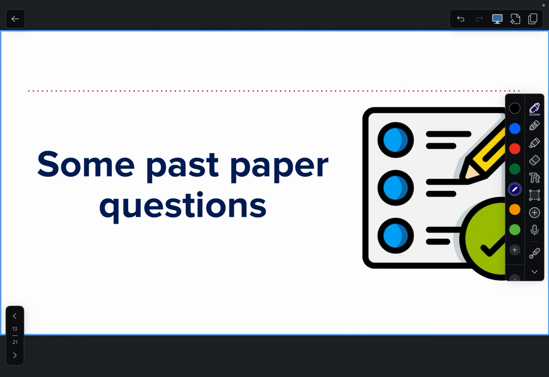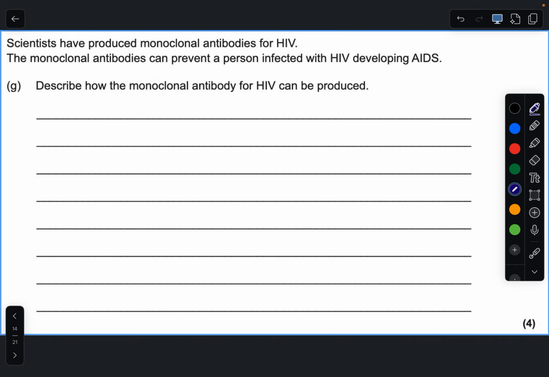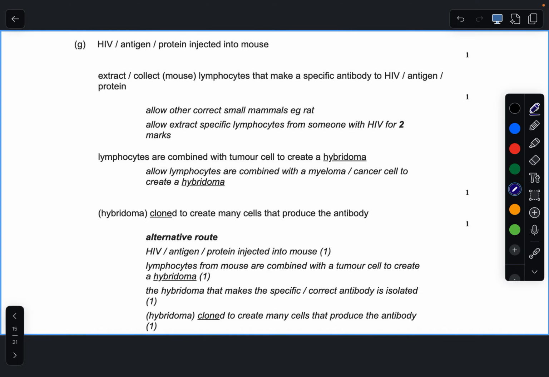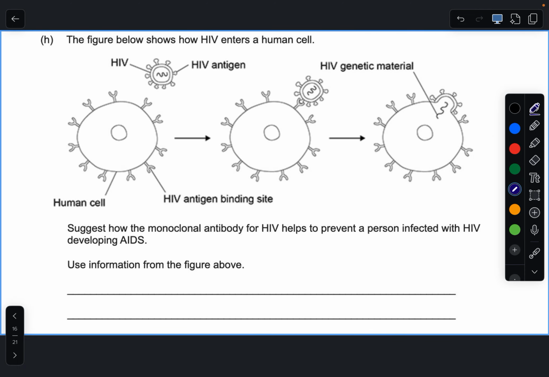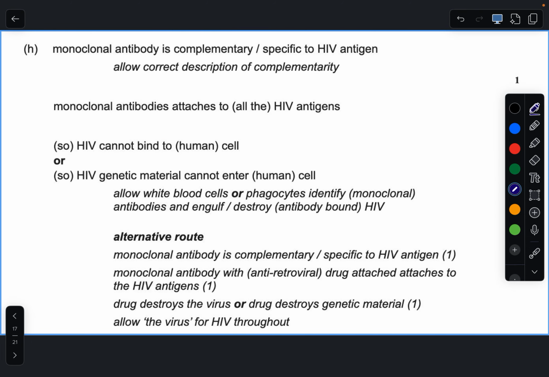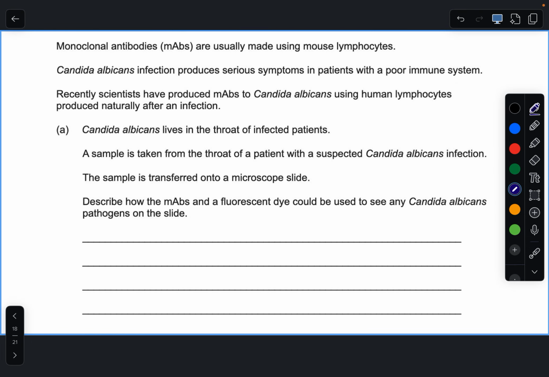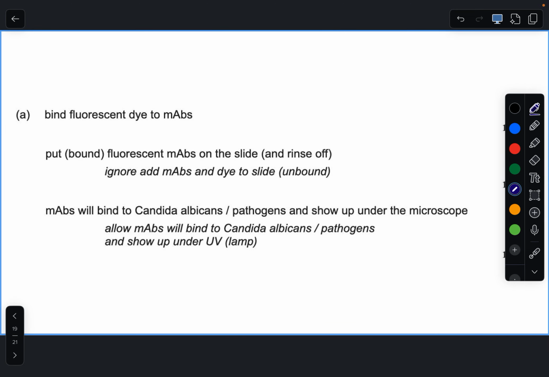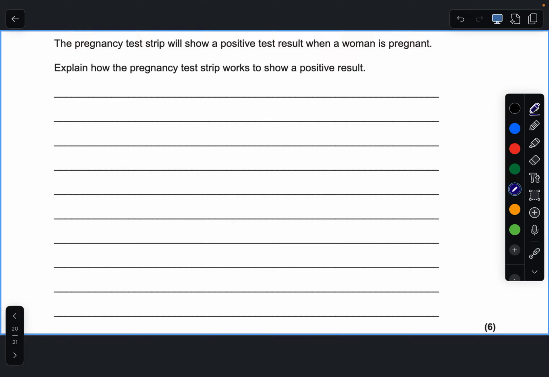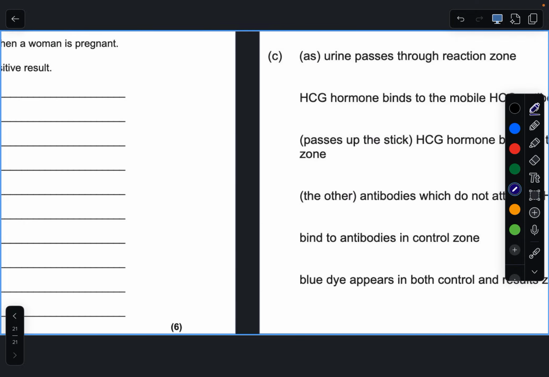In terms of past papers, what I'd encourage you to do, as I said before, is re-watch this. When you get to this part, pause it, have a go at that question, and then look at the mark scheme. Have a go at this question. This is very much an application question about HIV. And here's the mark scheme. And here's another question which is specific about fluorescence. So pause it. Here's a mark scheme. And there's one final one which talks specifically about how a pregnancy test works. So if you just want to test your understanding of how those work, have a go at that question. Pause it. And then there's the mark scheme there.